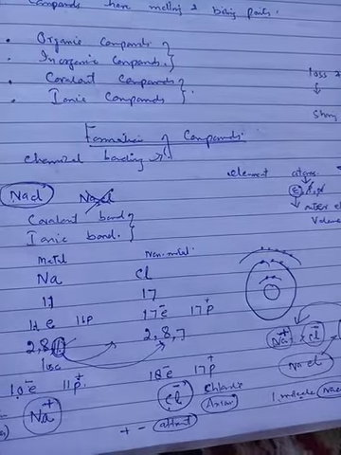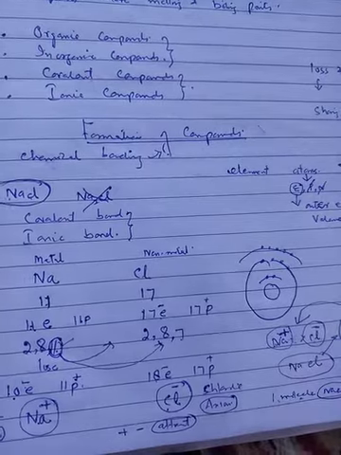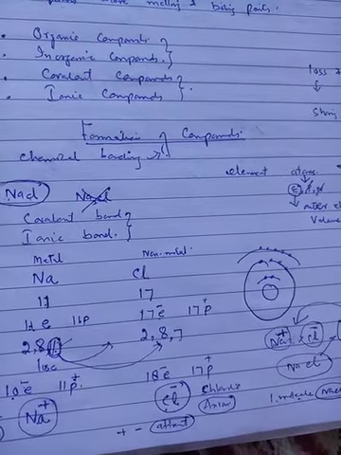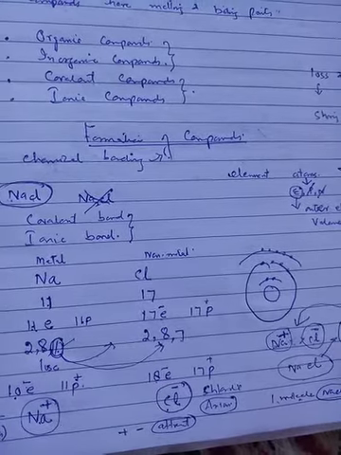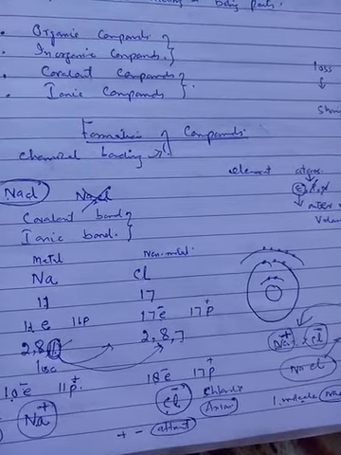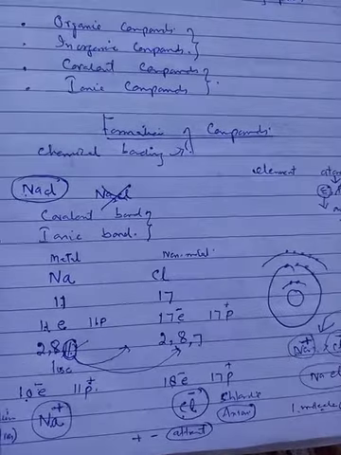So, dear students, now we have to learn how a chemical bond is formed in a compound, or we can say how the covalent bond is formed between the elements, and how the ionic bond is formed between the elements.